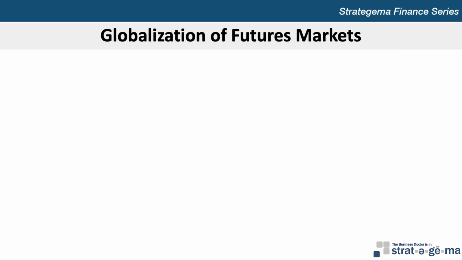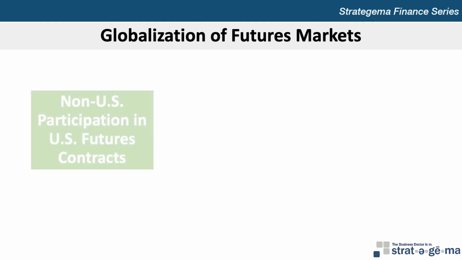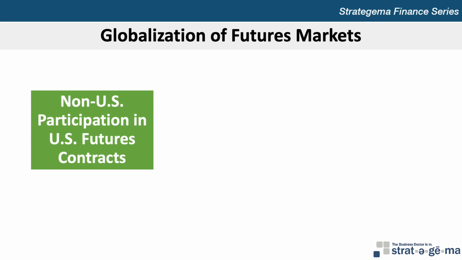The last learning objective in the chapter relates to the globalization of futures markets. The trading of financial futures also requires the assessment of international financial market conditions. Financial futures contracts on U.S. securities are commonly traded by non-U.S. financial institutions that maintain holdings of U.S. securities. These institutions use financial futures to reduce their exposure to movements in the U.S. stock market or interest rates.